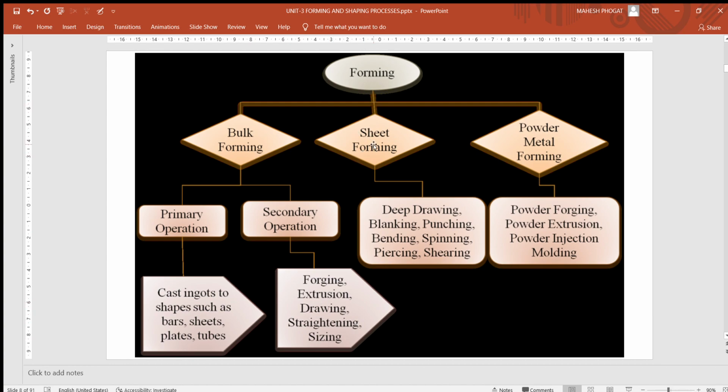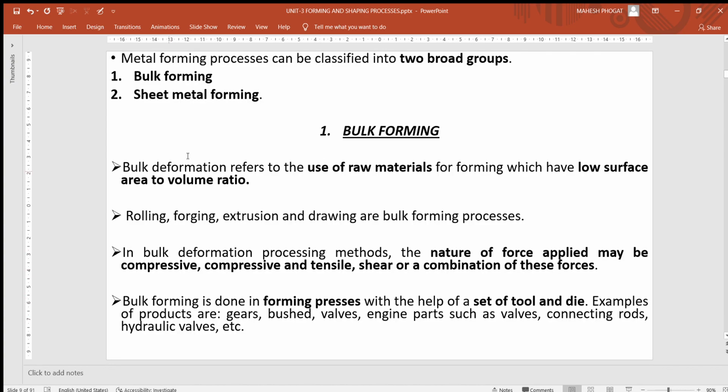The next category is sheet forming, where metal sheets are used, and in the automotive industry, these manufacturing processes are very important. Deep drawing, blanking, and piercing are widely used to manufacture components of different sizes. So broadly, bulk forming and sheet metal forming are the two categories of metal forming processes.